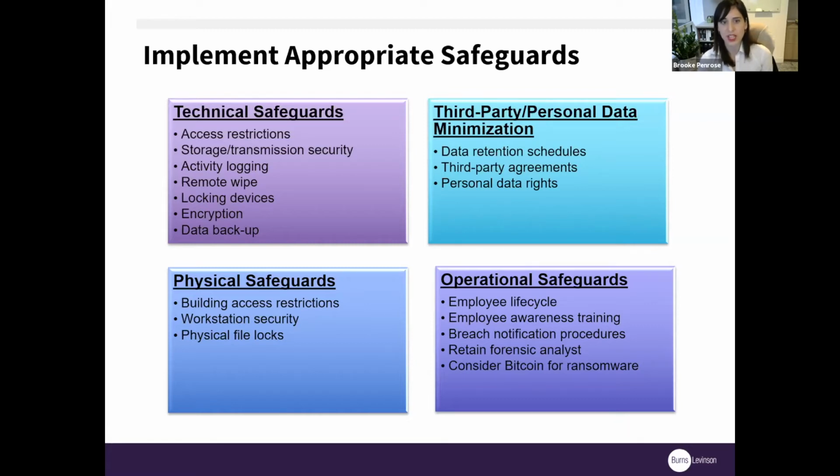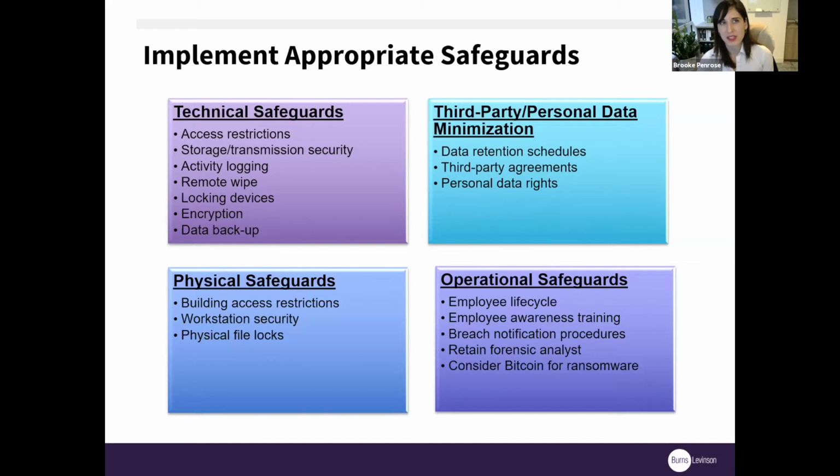Looking at operational safeguards, think through your employee life cycle. We talked about IP assignments and employee handbooks in terms of onboarding employees, as well as being aware of what sorts of data restrictions and procedures should be put in place when an employee is terminated or leaves. Make sure that there's a breach notification procedure in place with an appropriate team. Depending on the nature of your business, you may also want to consider having a forensic analysis on retainer who can be quickly deployed in the event of a breach.